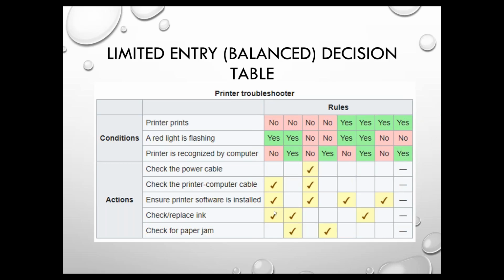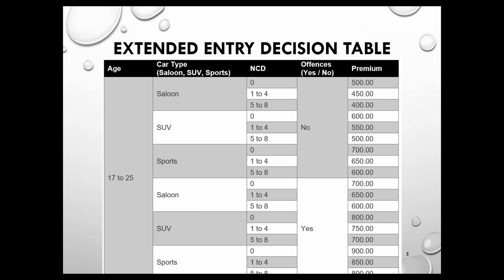Nah, we're going to do something a bit more interesting. This is an extended entry decision table. This is where instead of simply having yes, no, you specify inputs. So we have a very simplistic decision table about calculating an insurance premium for a car. Now I've trimmed it down. In the real world, this is going to be a little bit more complex, obviously.